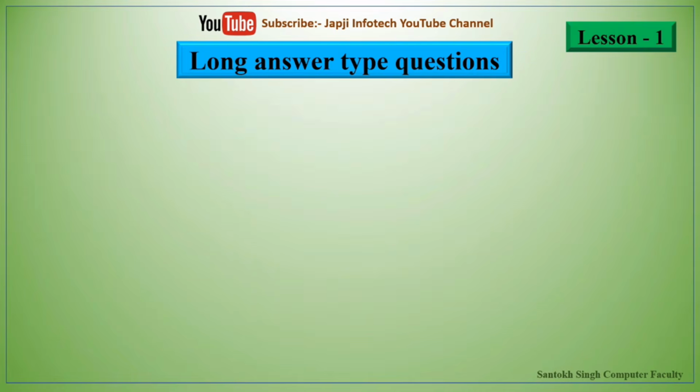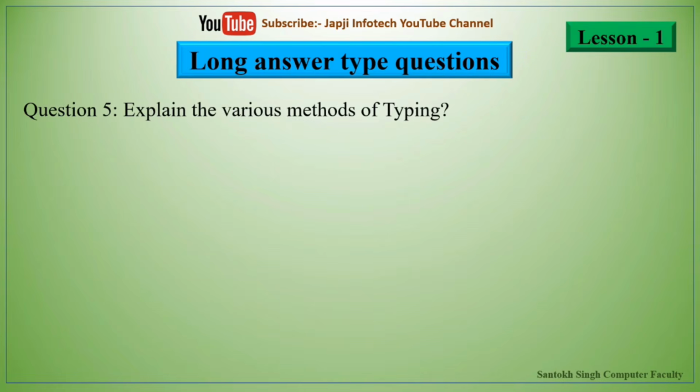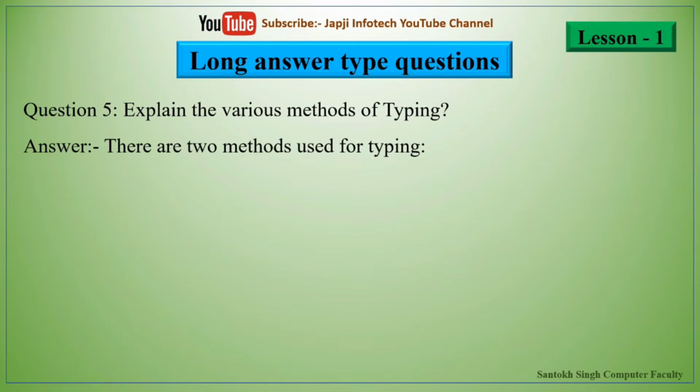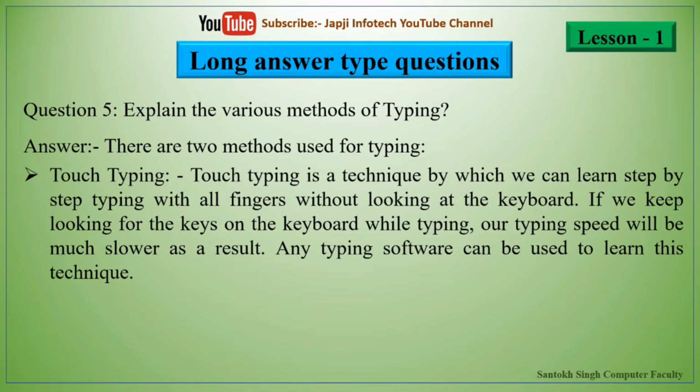Example. So the fifth question is, explain the various methods of typing. There are two methods used for typing. The first one is touch typing. Touch typing is a technique by which we can learn step-by-step typing with all fingers without looking at the keyboard. If we keep looking for the keys on the keyboard while typing, our typing speed will be much slower as a result. Any typing software can be used to learn this technique.